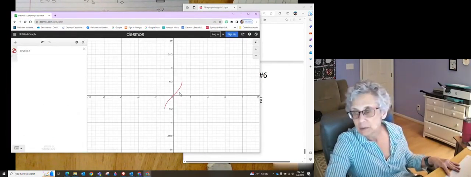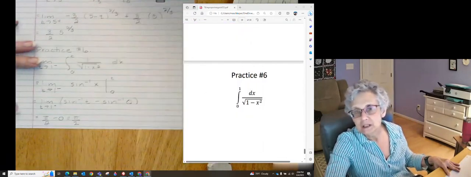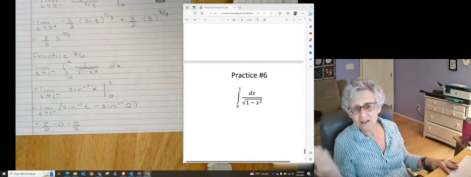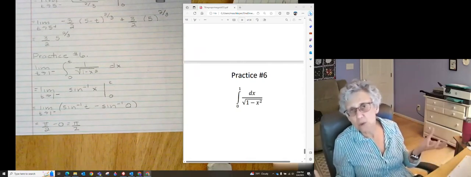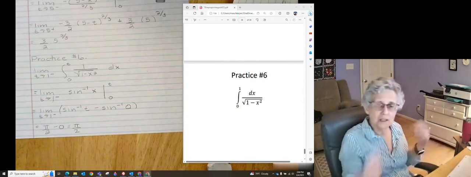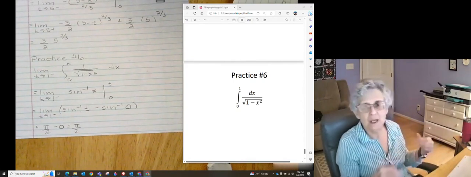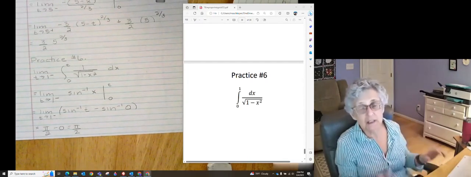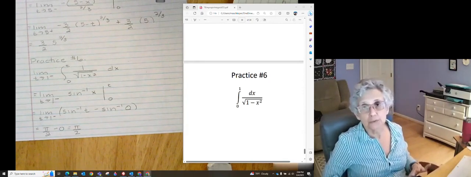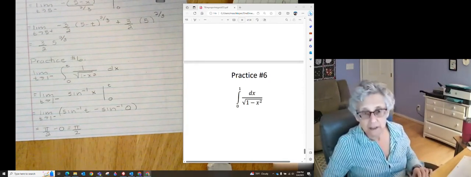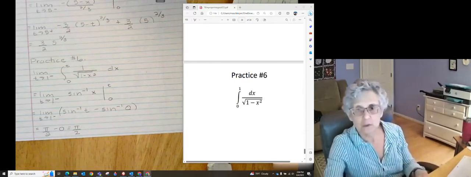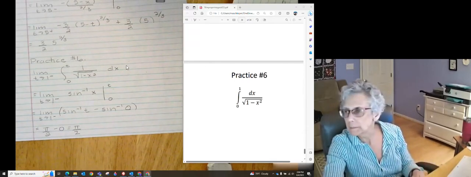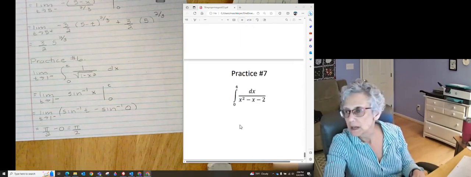So as we approach 1 from the left, arc sine approaches pi halves. Because we know that sine of pi halves is equal to 1, so the arc sine of 1 is pi halves, and it only exists as you approach from the left because we have to limit that domain in order for sine to have an inverse function. So that one was pretty easy to calculate. Let's see what number 7 has.